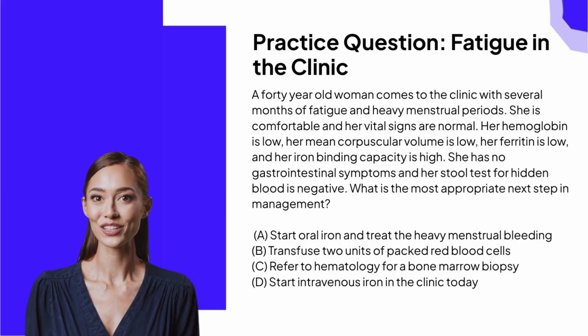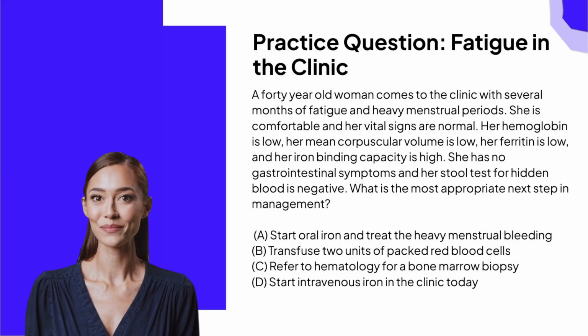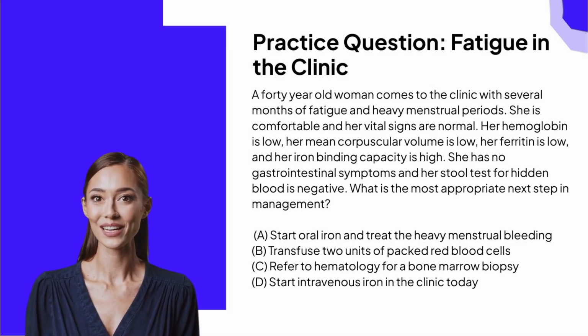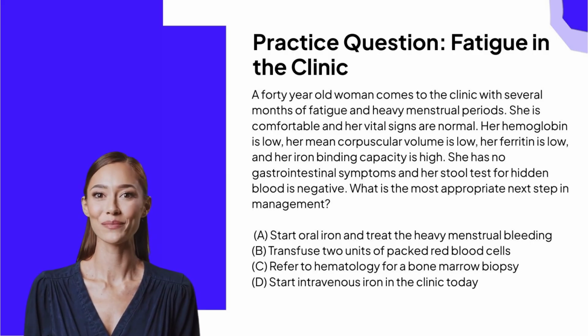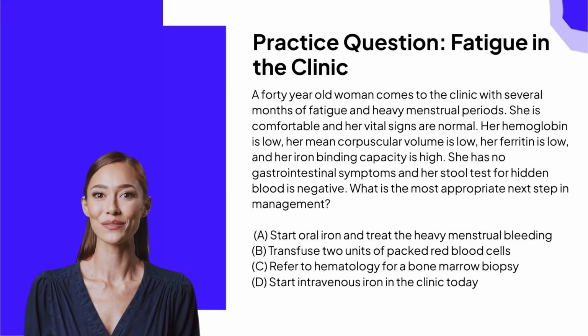Let us work through our first practice question. And this one tests iron deficiency treatment. A 40-year-old woman comes to the clinic with several months of fatigue and heavy menstrual periods. She is comfortable and her vital signs are normal. Her hemoglobin is low, her mean corpuscular volume is low, her ferritin is low, and her iron binding capacity is high, which is the textbook pattern of iron deficiency. She has no gastrointestinal symptoms, and her stool test for hidden blood is negative. The question asks for the most appropriate next step.